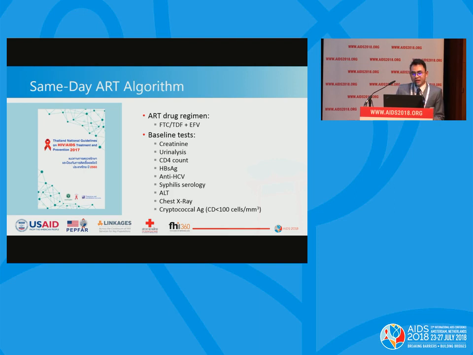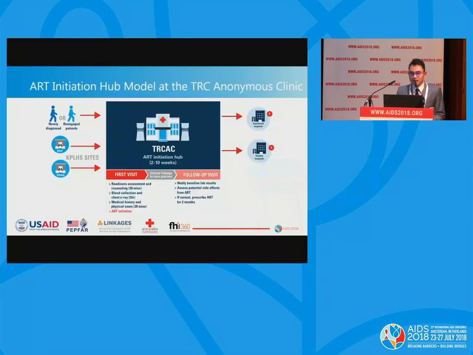Our algorithm is based on the Thailand national guidelines. So the drug that we used is the first-line drug regimen recommended by the guideline, which is FTC, TDF, and EFV variants. And these are all the baseline tests that we order. One important thing to note is that not all the results from these baseline tests are available during the first visit, and that is okay for most cases. The two things that we must know before we initiate treatment are the confirmatory anti-HIV test and the results from chest X-ray. This picture illustrates the ART initiation hub model at the Anonymous Clinic.